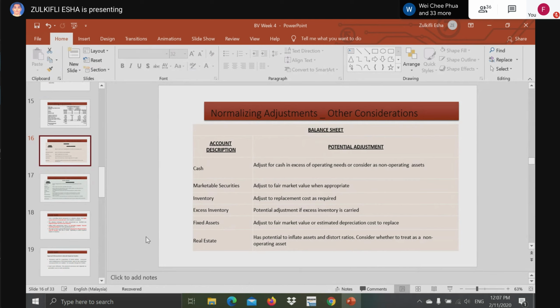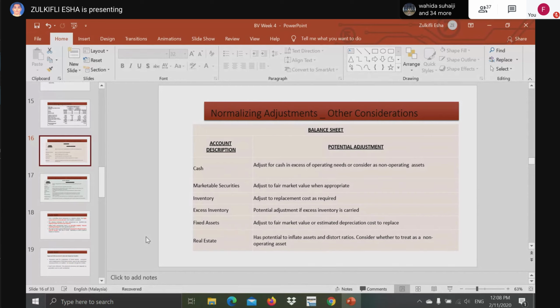For some companies, maybe you don't have to do any normalizing adjustment at all. It depends on the situation, on the company, and on the industry. That's why it is very crucial, after you have done your CSA, common size analysis, for your income statement and balance sheet, that you decide whether there is a need or not to do a normalizing adjustment.